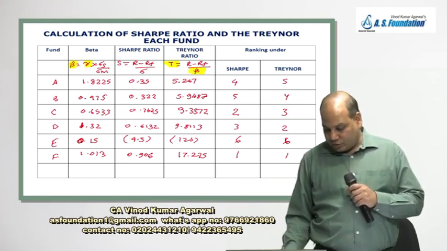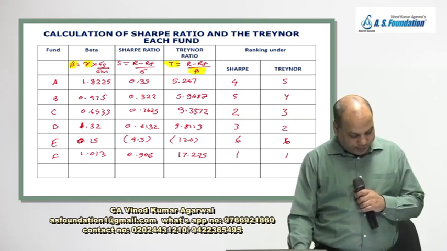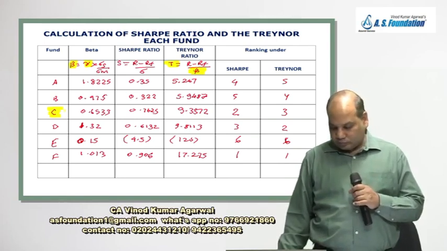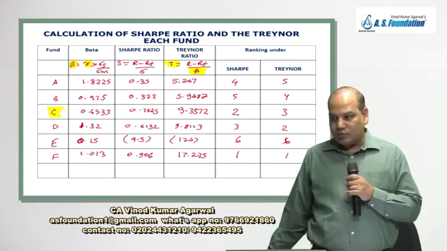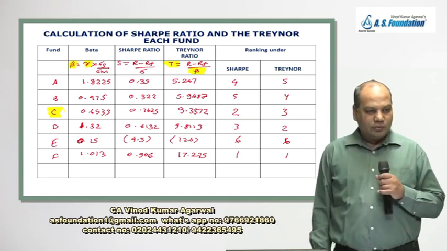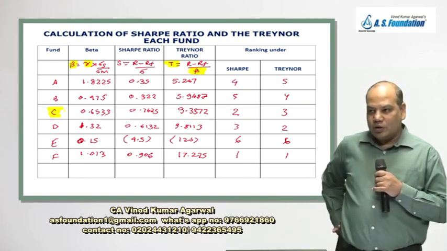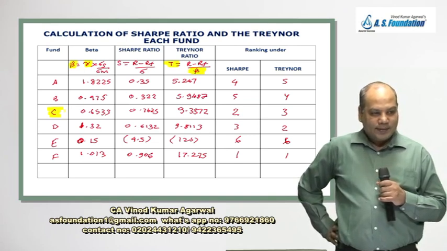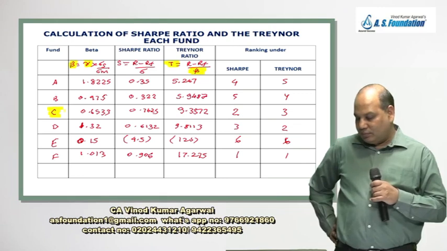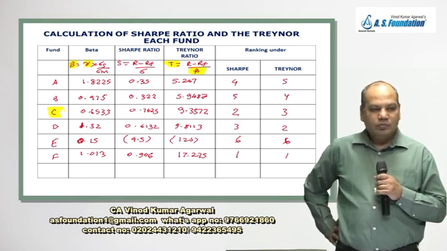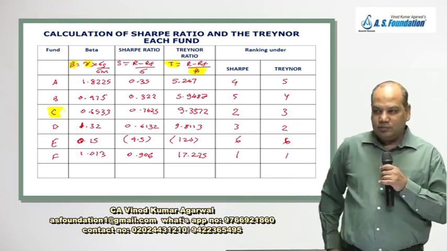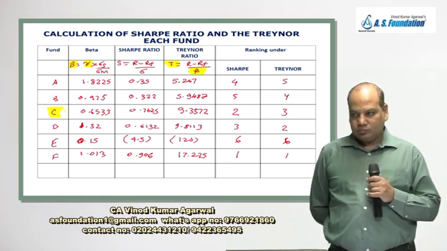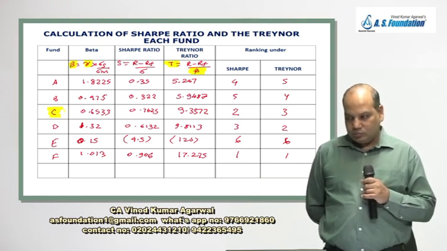Then write one more line. In case of mutual fund C, which has a high correlation, it is ranked third in Treynor ratio but ranked second in Sharpe ratio. Is it right?